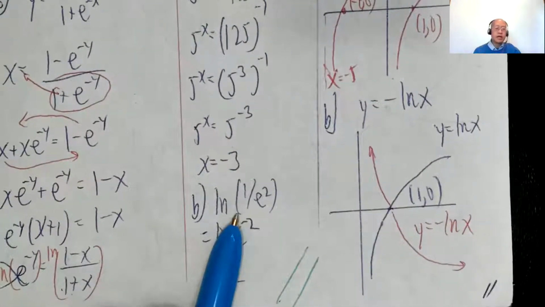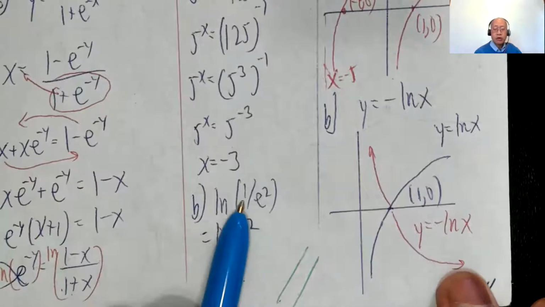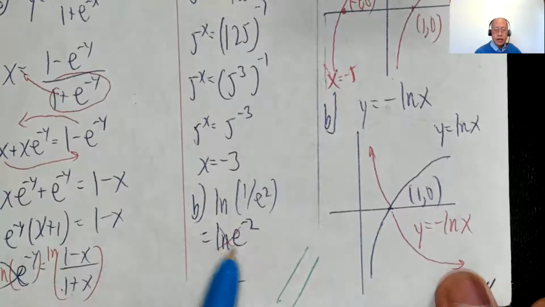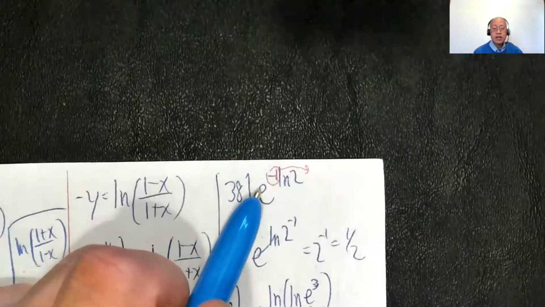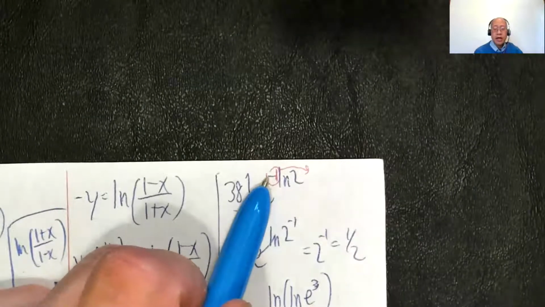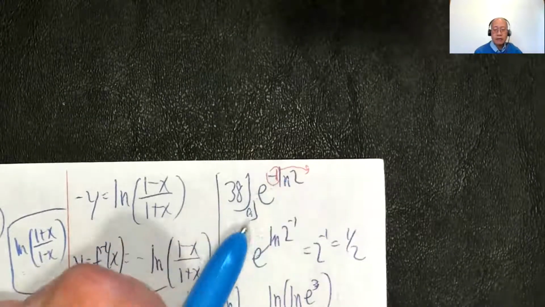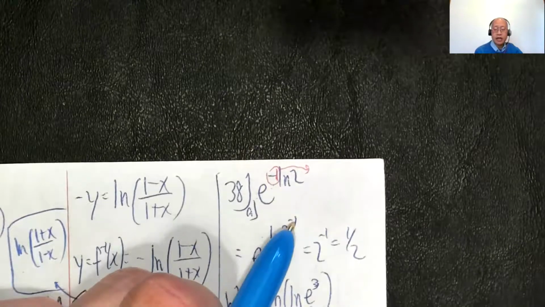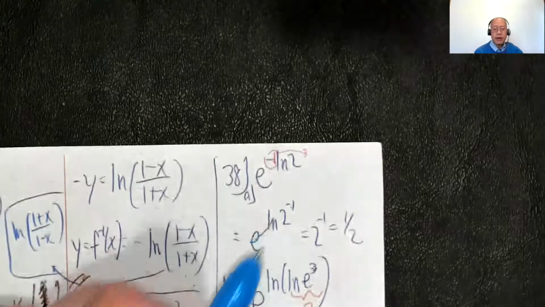Okay, ln of 1 over e squared. I can write 1 over e squared as e to the negative 2. And then ln and e cancel out. I just have negative 2. 38, e to the negative ln 2. That negative 1 can climb back up as an exponent. E to the ln 2 to the negative 1. And then e and ln back to back cancel out. 2 to the negative 1 is 1/2.